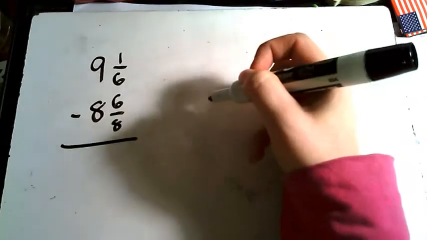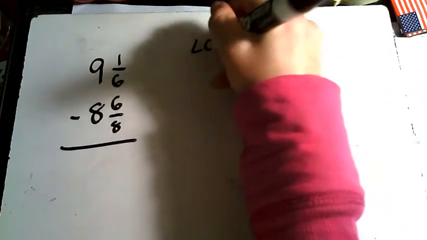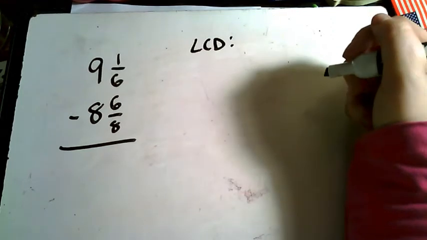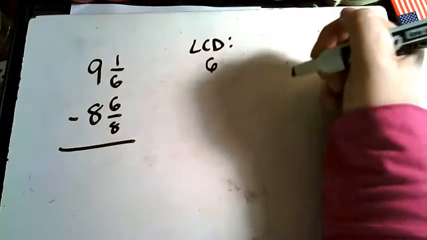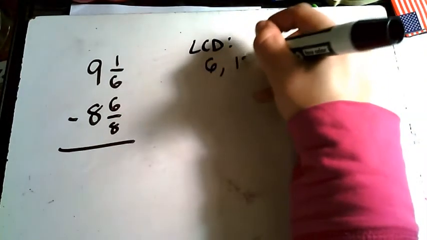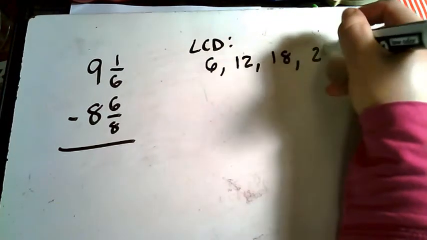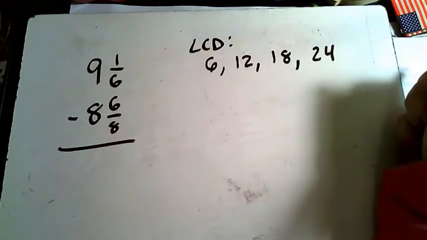And so that tells us the very first thing that we need to do is find our LCD, our least common denominator. Remember, we find the LCD by finding the multiples of the different denominators. So we're going to start with 6. 6 times 1 is 6. 6 times 2 is 12. 6 times 3 is 18. 6 times 4 is 24. And because I know my multiplication facts, I'm going to stop there.